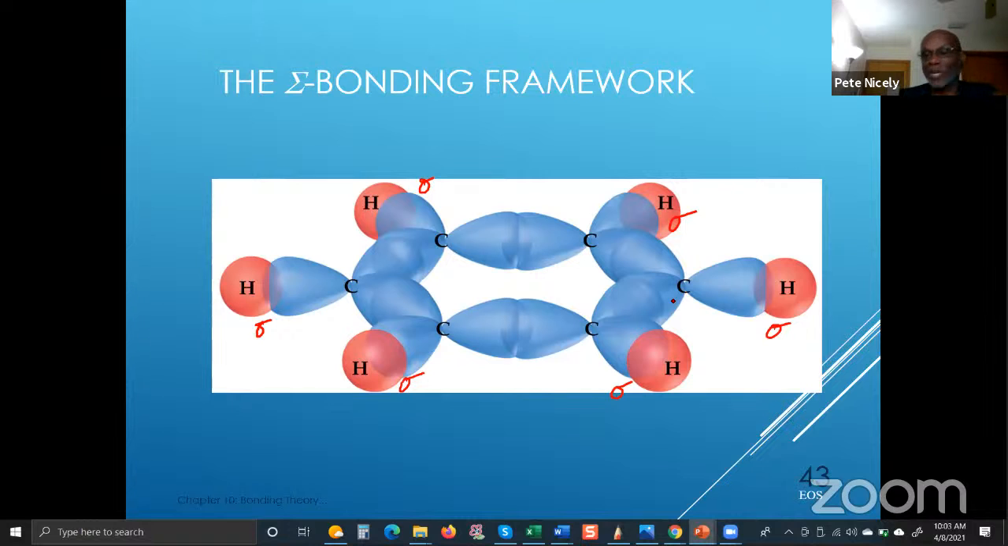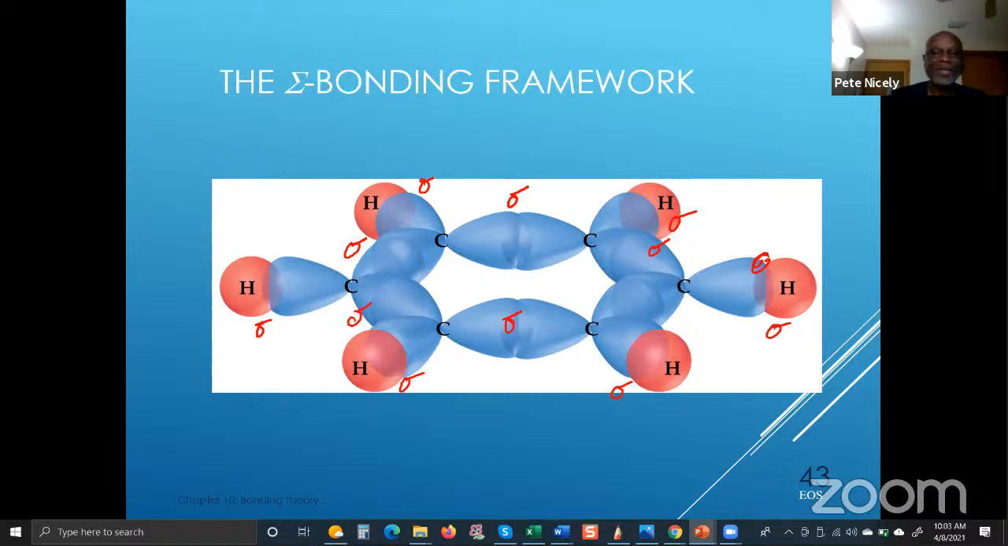So we call this a sigma framework because not only do we have sigma bonds formed between the carbon and the hydrogens, but we have sigma bonds formed between the carbon atoms by the overlap of sp2 hybrid orbitals from each carbon. So this is a sigma bond right here between these two carbons. You have a sigma bond here, here, here, here. All right? So we have sigma bonds between the carbon and each hydrogen, and sigma bonds between the carbon atoms themselves. Okay, so that's what we call the sigma framework.